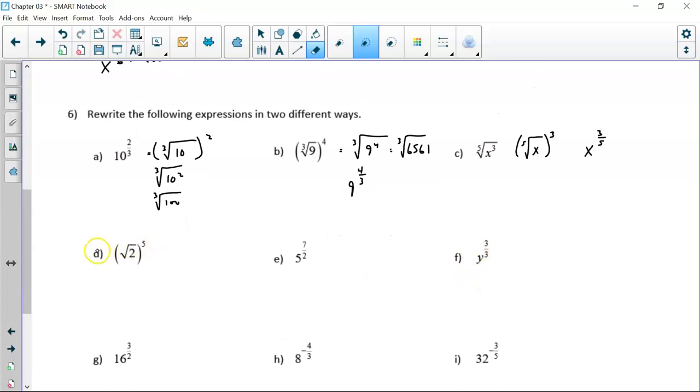Now, for part D, square root, there's actually a little 2 there that we don't write. So what we could do is write this as the square root of 2 to the 5th, which is the square root of 32, or with rational exponents, 2 to the 5 halves, because we're taking the square root, so the 2 goes in the denominator. For E, the square root of 5, all being raised to the 7th power, or the square root of 5 to the 7th, which is the same as the square root of 78,125.